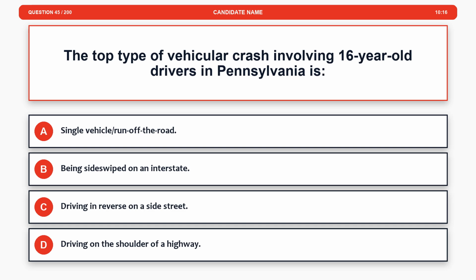Question 45. The top type of vehicular crash involving 16-year-old drivers in Pennsylvania is option A, single vehicle, run off the road. Option B, being sideswiped on an interstate. Option C, driving in reverse on a side street. Option D, driving on the shoulder of a highway.